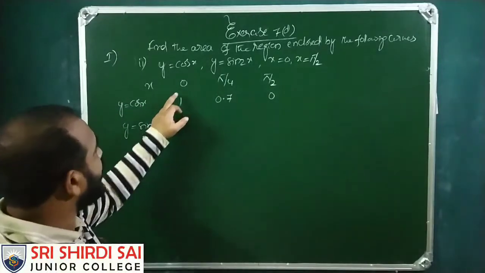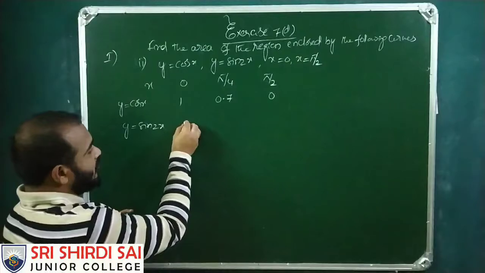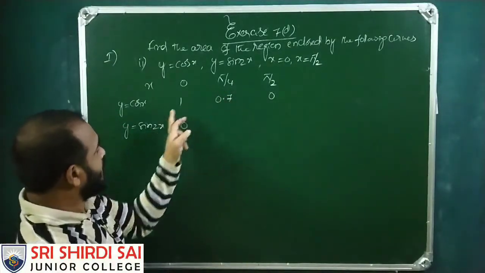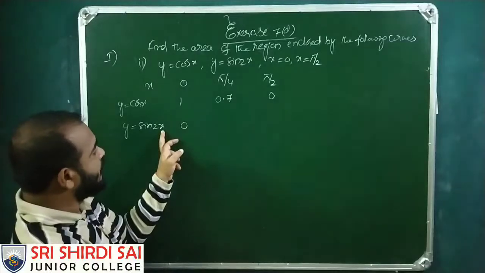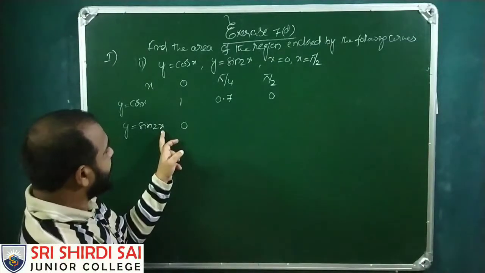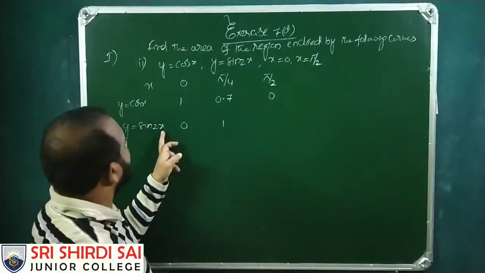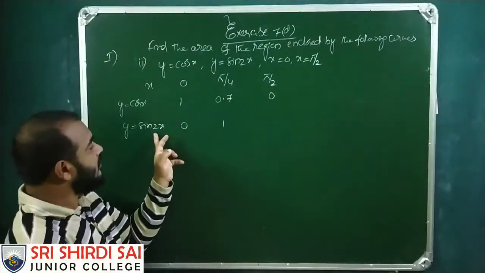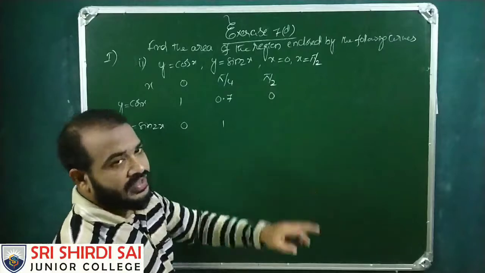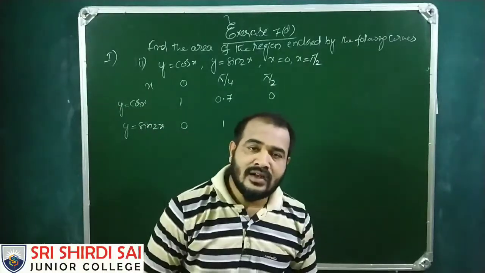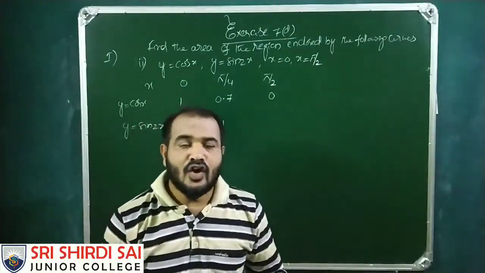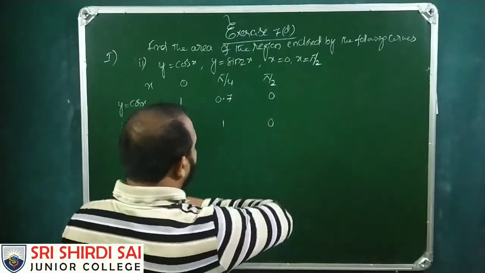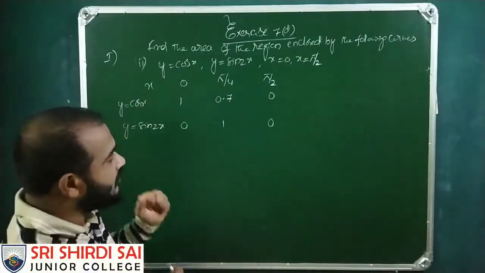So here sin 2 into 0 is 0, sin 0 is 0. Sin 2 into pi by 4, 2 into pi by 4 is pi by 2. Sin 90 value is 1. And sin 2 into pi by 2, 2 gets cancelled, sin pi, sin 180 is sin 90 plus 90, cos 90 value is 0. Therefore, we get the behaviors of these two curves.